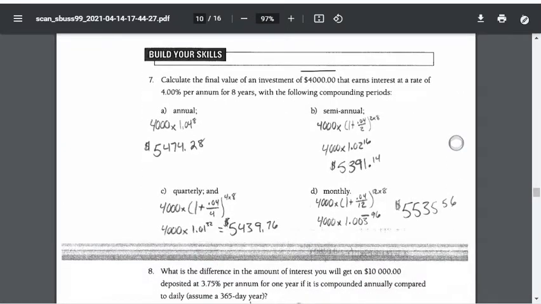Here, this is where they jump in and show you that sometimes when you're compounding interest, you do it annual, which means once a year.